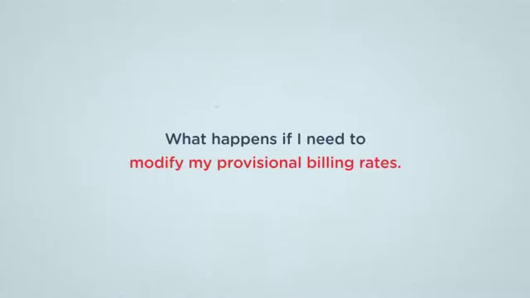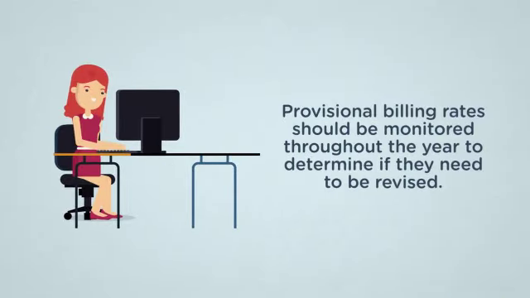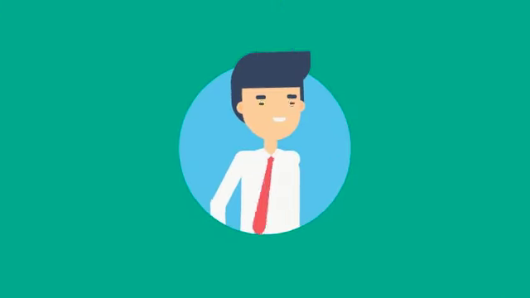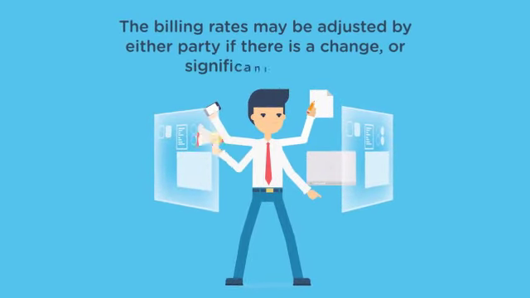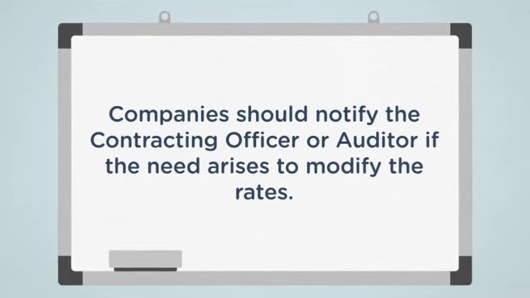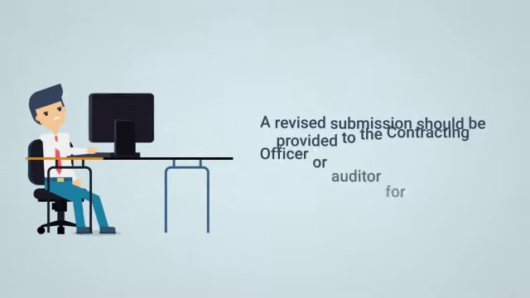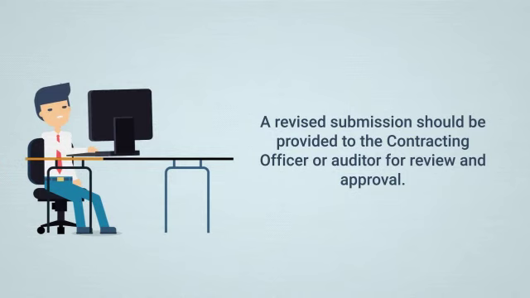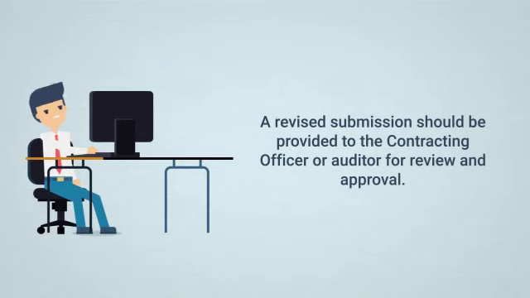What happens if I need to modify my provisional billing rates? Provisional billing rates should be monitored throughout the year to determine if they need to be revised. The billing rates may be adjusted by either party if there is a change or significant variance. Companies should notify the contracting officer or auditor if the need arises to modify the rates. A revised submission should be provided to the contracting officer or auditor for review and approval. If provisional billing rates are changed during the current year, the year-to-date billed indirect cost on vouchers and progress payments should be adjusted to reflect the new rates.